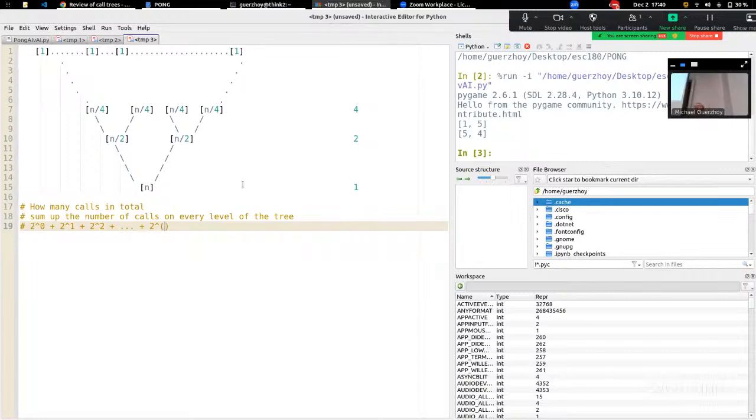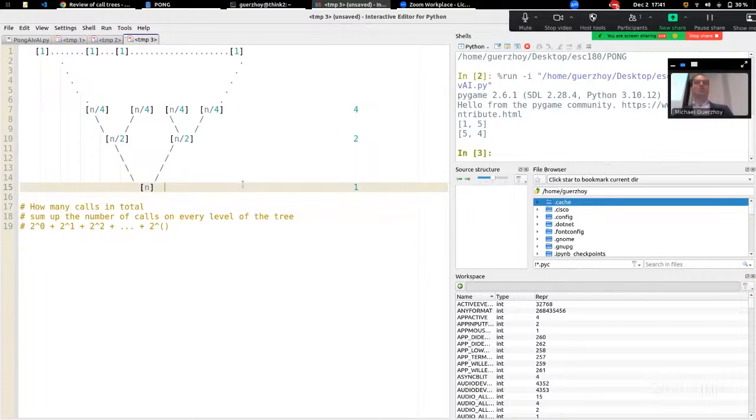How many levels are there here? We go from n to n over 2 to n over 4 to n over 8 and so on. How many levels is that? Who says 2 to the n levels? Okay. Who says n levels? Who says log n levels? You're correct. Okay, so, well, log n plus 1.